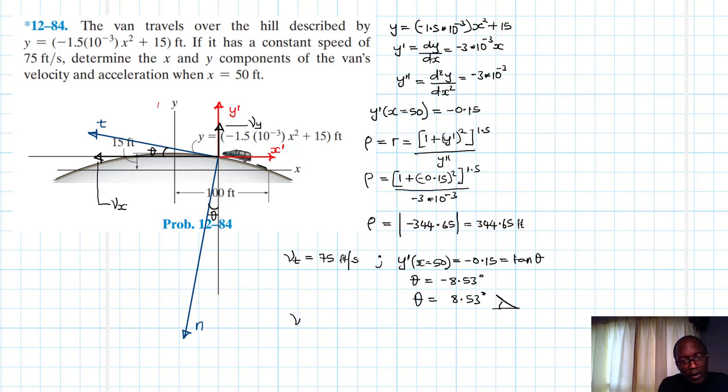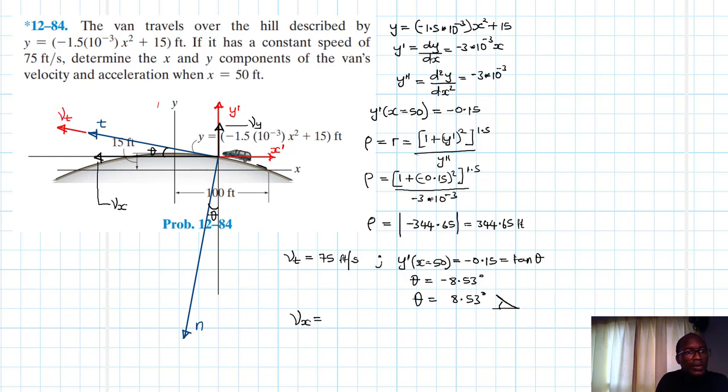Therefore our Vx there is just going to be equal to Vt, because here we have Vt. Let me just show a line there to show that we do have Vt in that direction.